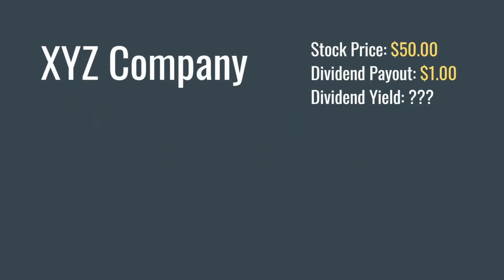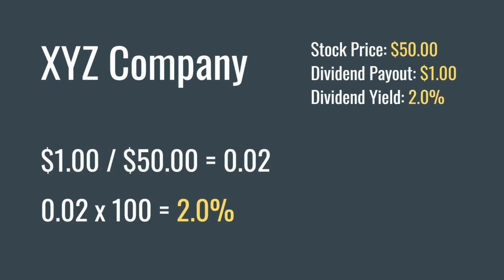So going back to our pretend XYZ company example, we're going to assume that the current stock price is $50 and that XYZ company is paying out $1 as a dividend annually. So what does this mean for the dividend yield? What is the dividend yield? Well, the math is pretty simple. You take $1, which is the dividend payout, and divide it by the stock price. And if you do $1 divided by $50, you end up with 0.02. If you want to be fancy and shift the decimal point so that you have a percentage value, you can just multiply the 0.02 by 100 and you have the dividend yield of 2%.